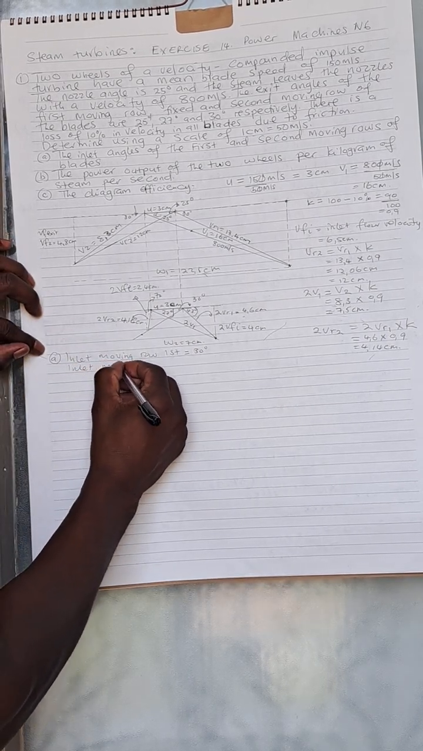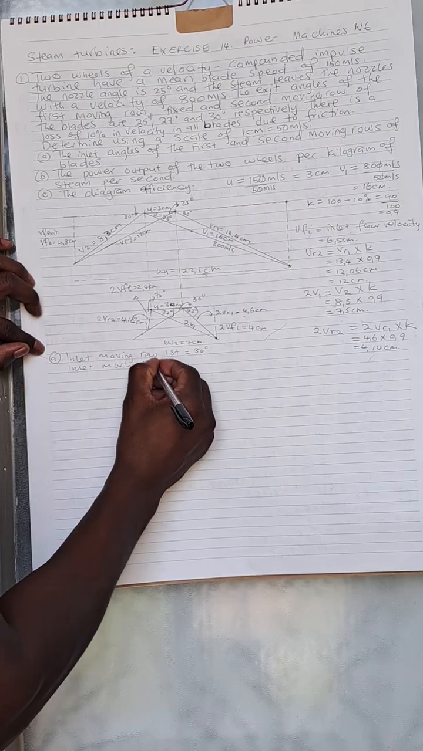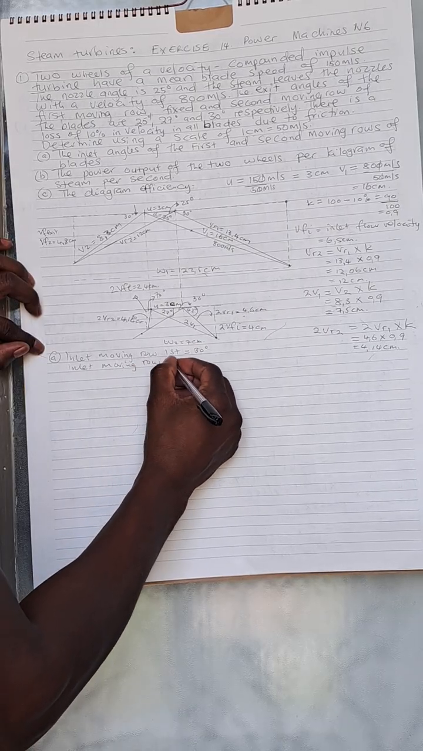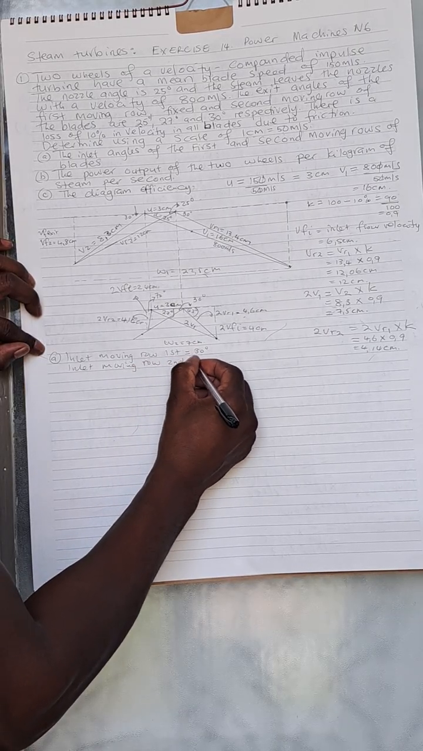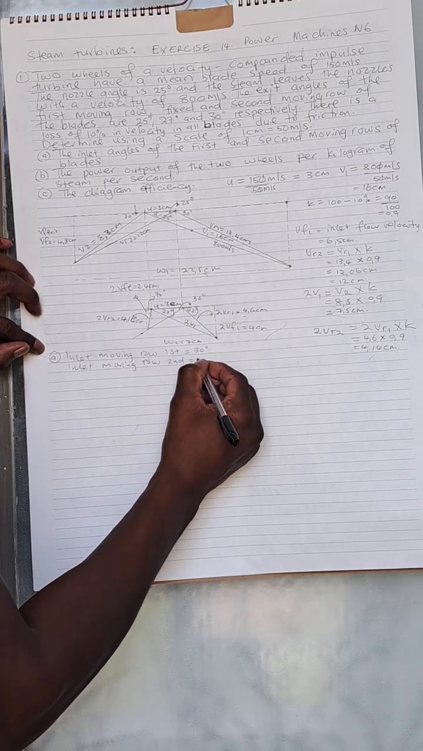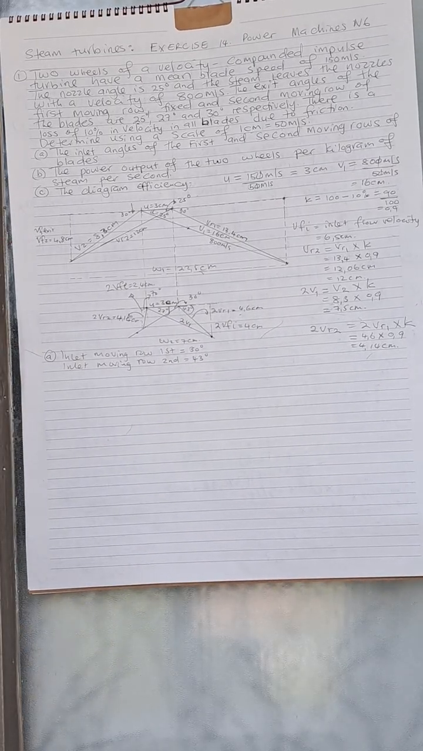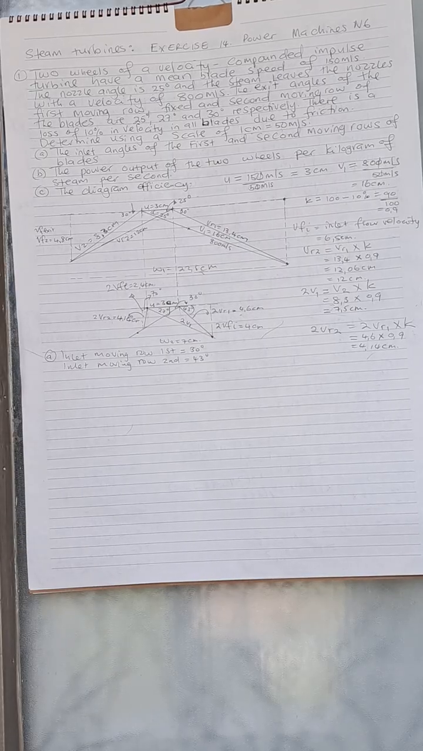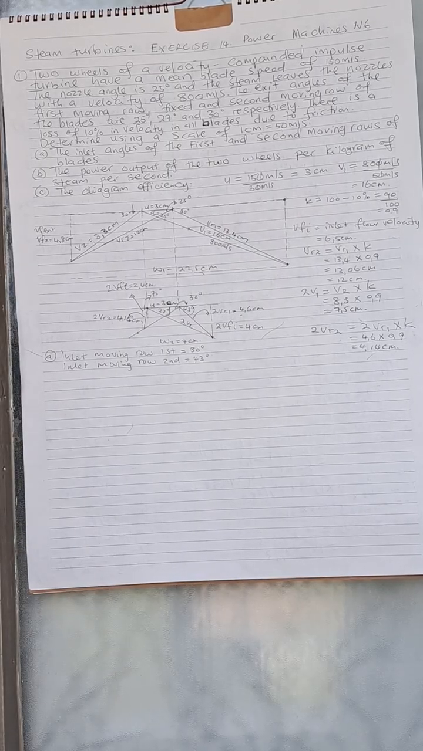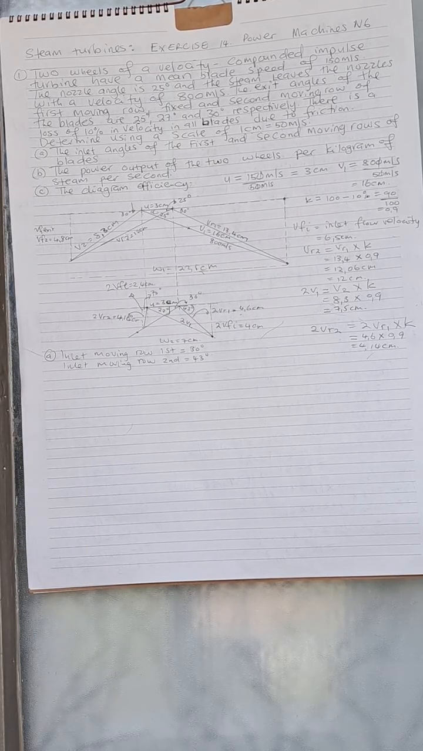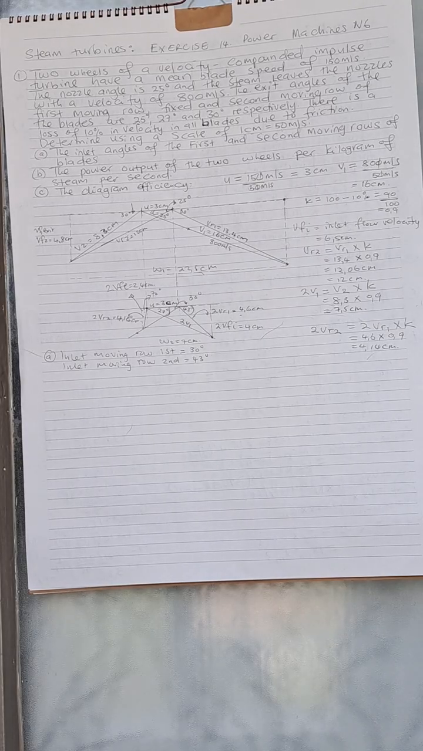Inlet moving row. We also want the inlet, but this one is for the second, which we got here as 43 degrees. So on our A, we are done. On number B, what do they say we must look for? On number B, they want us to calculate the power.